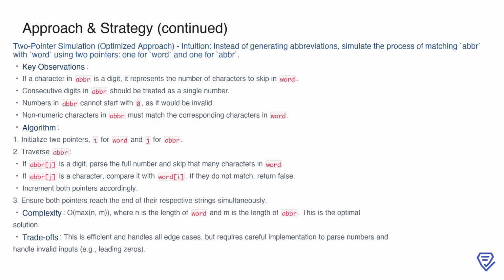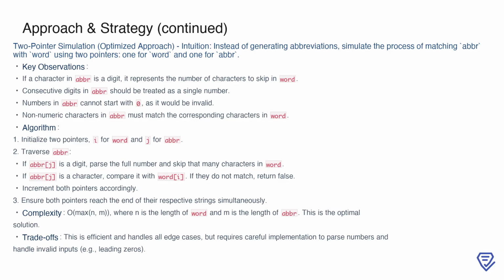When encountering a digit in ABBR, it represents the number of characters to skip in the word, and consecutive digits should be treated as a single number. Importantly, numbers in ABBR cannot start with 0, as that would make them invalid. When ABBR contains a non-numeric character, it must match the corresponding character in the word.